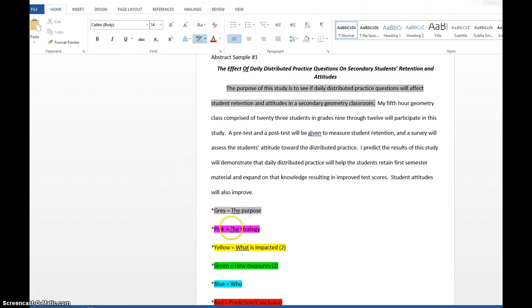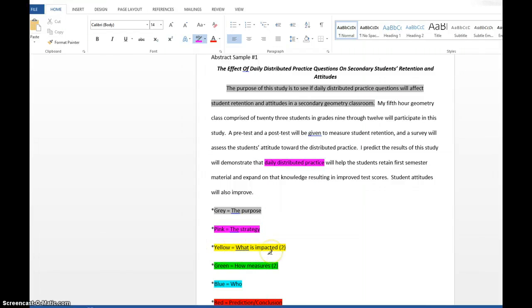Now, the next thing it wants us to find is the strategy, and we're going to highlight it pink. Now, what we mean by strategy is what is the new thing that this teacher tried in their classroom that they had never tried before? And in this study, it's going to be daily distributed practice questions. So I'm going to find that down here and highlight it pink. Daily distributed practice is the new strategy that they tried.